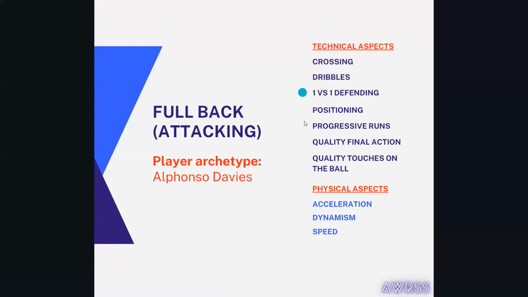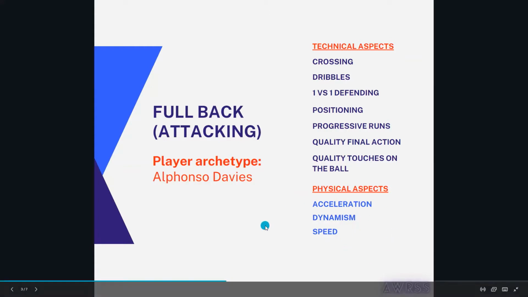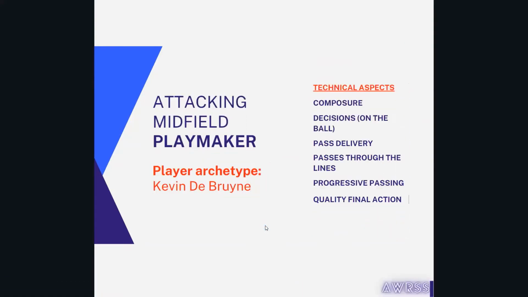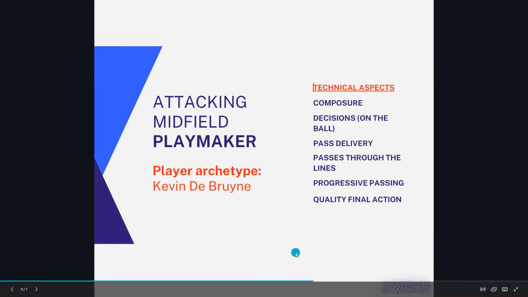So, for example, you've got the attacking fullback one here. What I would like to see from the technical side is crossing, dribbling, one-on-one defending, positioning, progressive runs, quality final action, and quality touches on the ball as the most important attributes I would want from a fullback whose primary role is attacking. And then there's also some physical aspects as well. Looking at a different profile, you've got attacking midfield playmaker here: composure, decisions on the ball, pass delivery, passes through the lines, progressive passing, and quality final action as well.